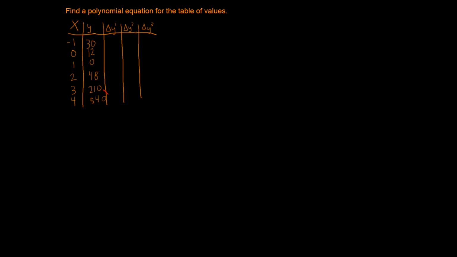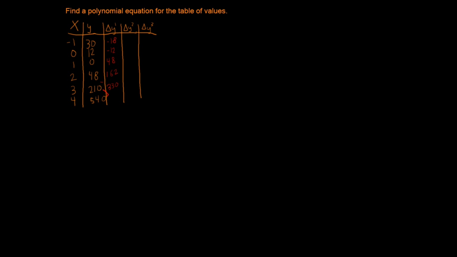So you're going to do 540 minus 210, and that's 330. So we're going to write 330. Then we're going to take 210 minus 48, which is going to be 162. 48 minus 0 is clearly just 48. And then 0 subtract 12 would be negative 12. And 12 minus 30 would be equal to negative 18. So clearly none of these are constant, they're all different.